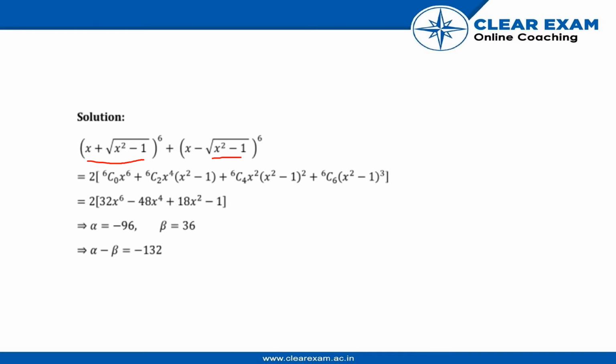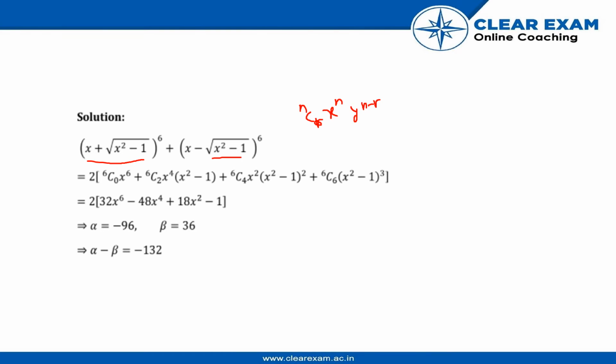The expansion formula for a binomial expression (x + y) raised to the power n is basically the sum of nCr x to the power n minus r and y to the power r. So we have to find the coefficients of x to the power 4 and x square.